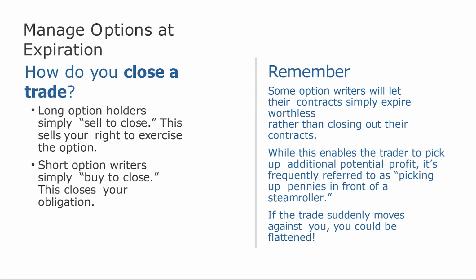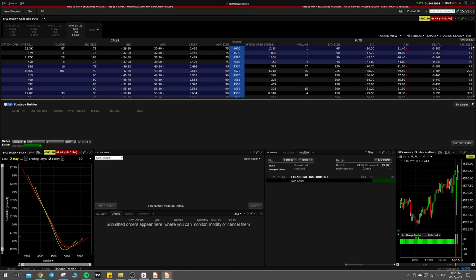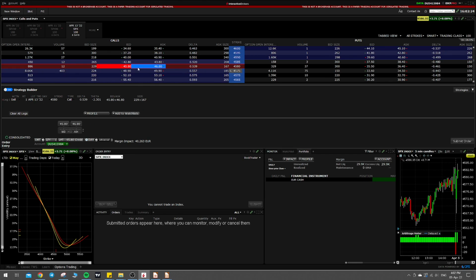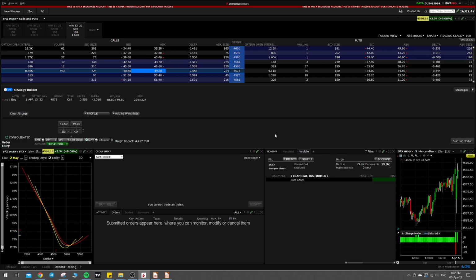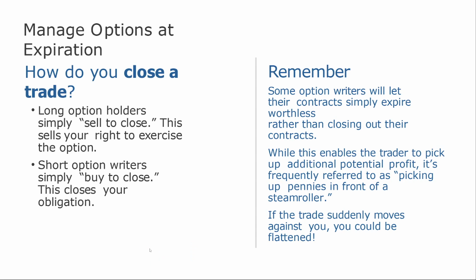How do you close the trade? The same way you enter into one. So we are in the broker, and for example, we have a trade here, and we are going to submit. For example, we want in this case to buy this one. We submit it. In this case, we are going to buy this call. Then at the end, we are going to sell this call. Very, very self-explanatory.